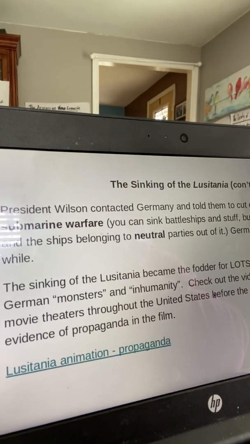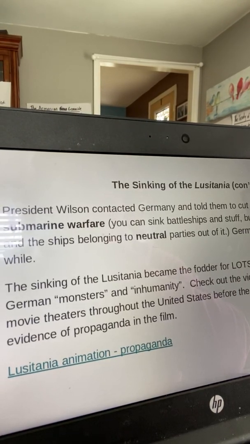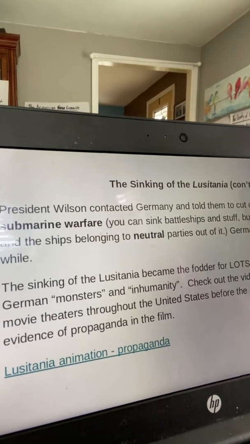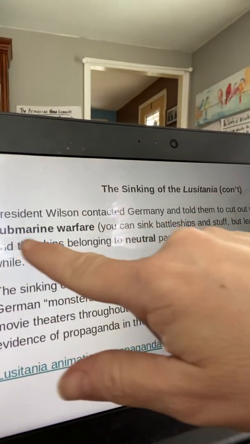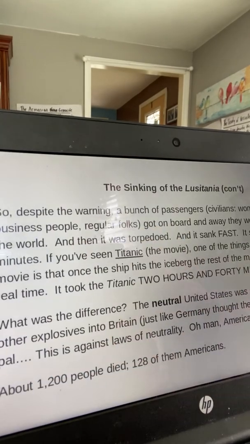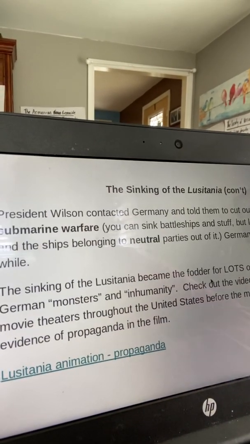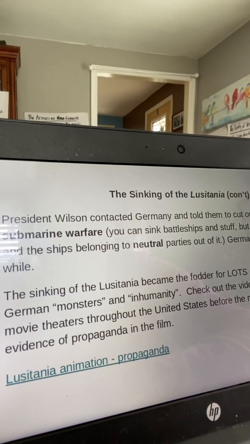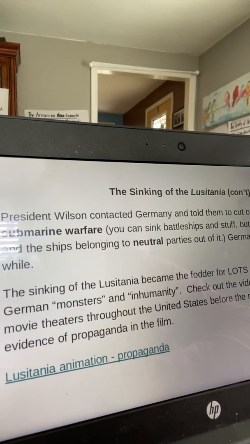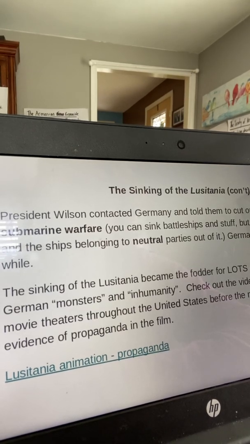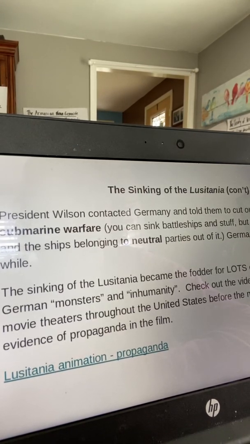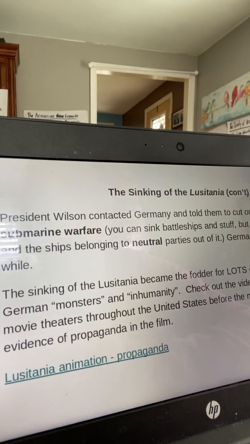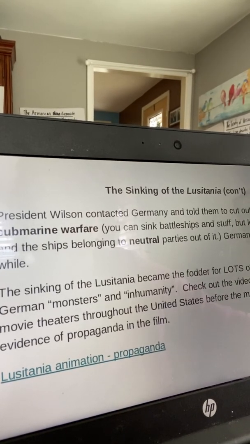President Wilson called up Germany and said, hey, you guys, you cannot be sinking just regular ships out there. He told them, this is the word they used, unrestricted submarine warfare. You can't sink ships that aren't at battle with you. So Germany said, okay, you're right, we'll stop sinking ships. But this became kind of a rallying cry for the British and for Americans who were like, we've got to get back at Germany for sinking our ship.